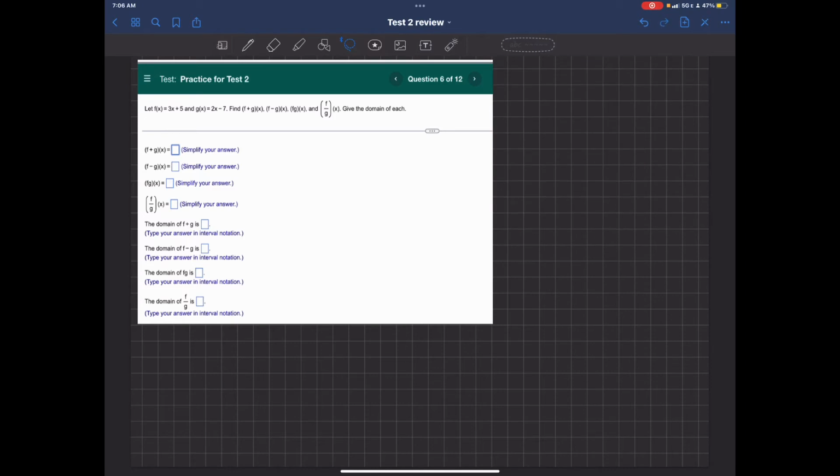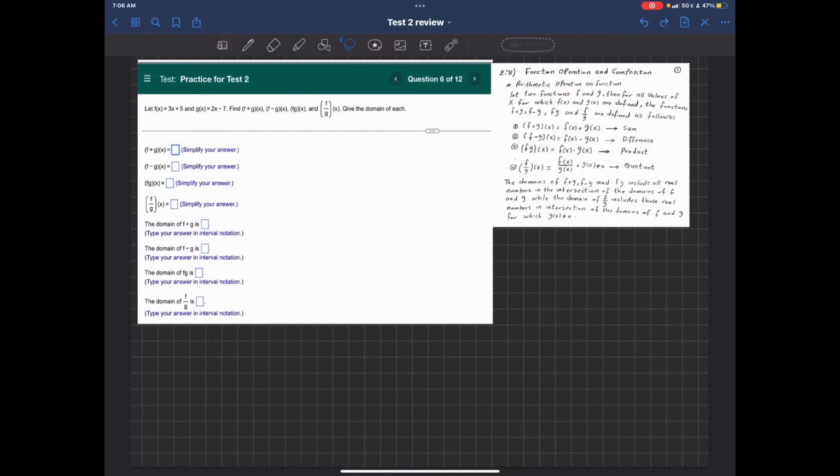Okay, so here we go. I just have the rules right here on the right-hand side for my function operations. So f plus g of x is going to be the whole term of 3x plus 5 added to 2x minus 7. So then my answer is 5x minus 2. And then we'll leave some space for the domain.